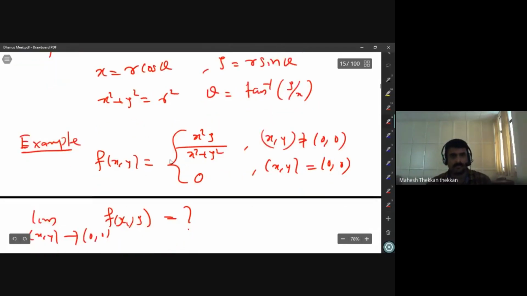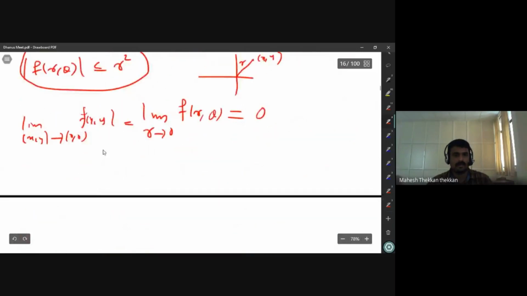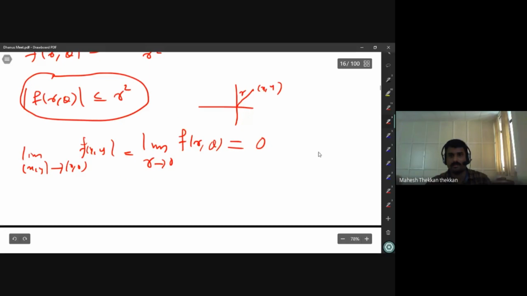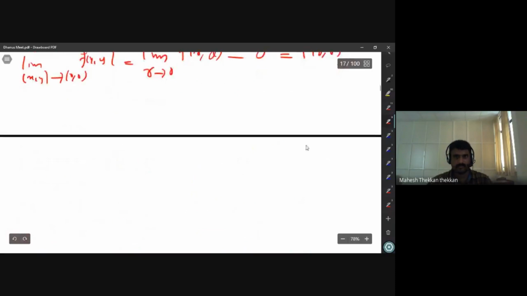Okay, so what I got is the limit as x comma y tends to 0 comma 0 of f of x y is 0. That is in fact equal to f of 0 comma 0. So this function is continuous at 0 comma 0. The given function is continuous at 0 comma 0. Okay.